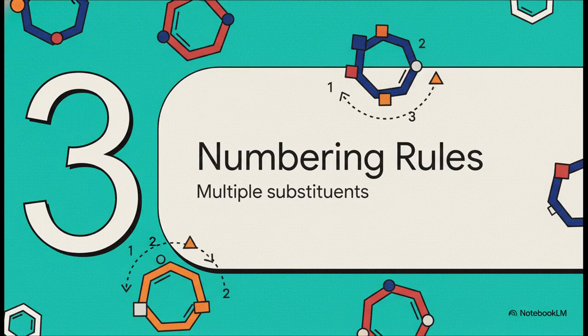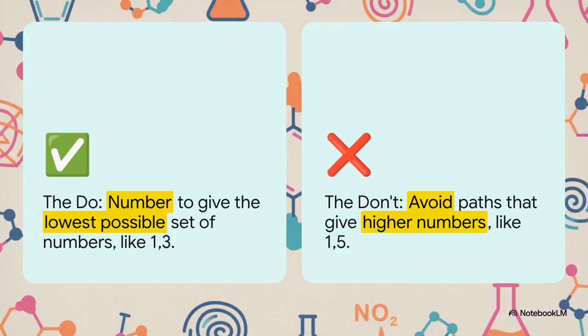Okay, so this is where it starts to get more interesting. When we add more than one group to the ring, we suddenly need a system to say exactly where everything is. And that, my friends, is where numbering comes in. Now this slide shows the single most important rule of them all, the lowest locant rule. The whole goal is to number the carbons on the ring so that the groups get the lowest possible set of numbers. We call those numbers locants. So take a look. Should we call it 1,3, or 1,5? Well, the set 1,3 is just lower. That makes 1,3-dibromobenzene the one and only correct name. You are always looking for the shortest path between the groups.